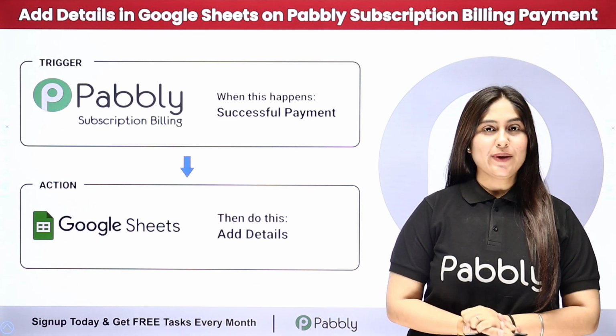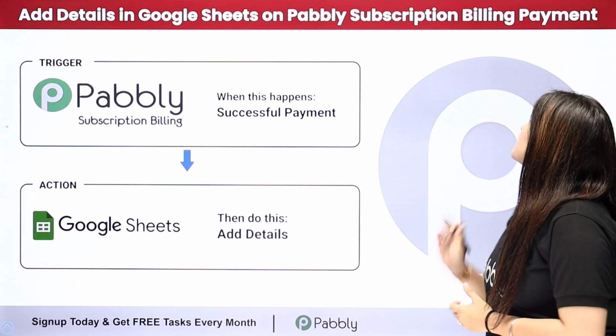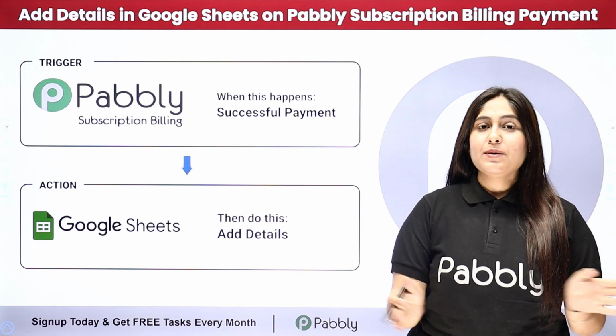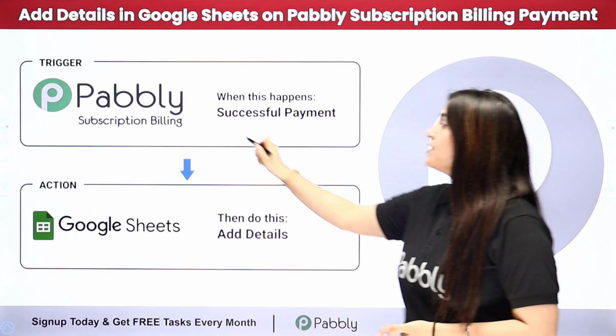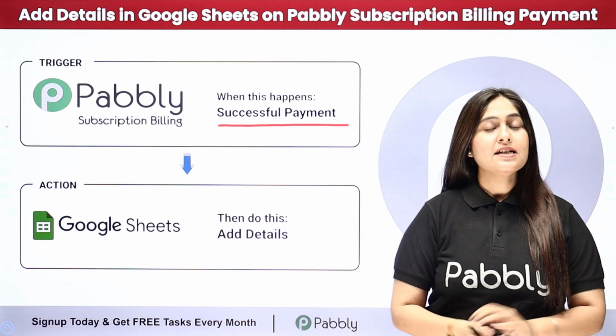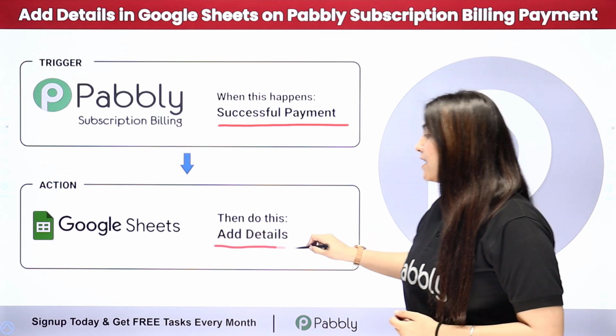In this video, we are going to understand how to add details in Google Sheets on Pabbly Subscription Billing payment. So I'm using Pabbly Subscription Billing, and here my objective is that whenever I receive new successful payments through that, then automatically the details of the payment should be added in my Google Sheets as a new row.